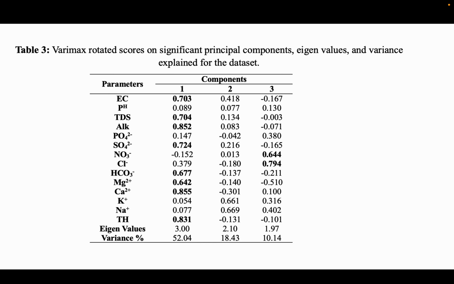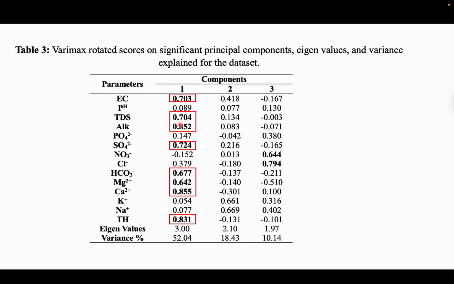So let's try to identify patterns from component 1. You can see that in component 1, PC1 accounts for 52.04% and has strong loading on EC. After that, TDS and alkalinity, sulfate, bicarbonate, magnesium, calcium, and total hardness.